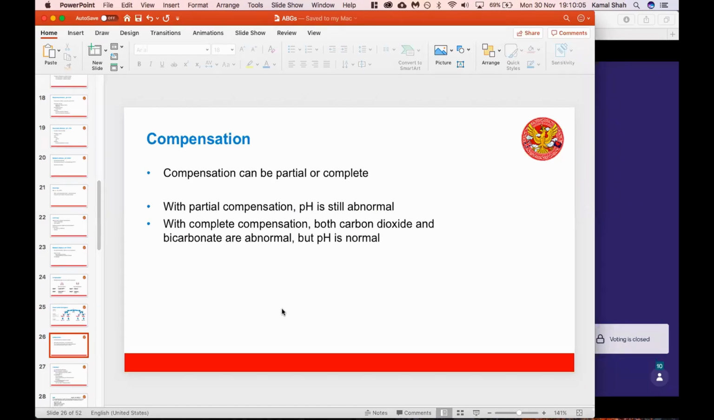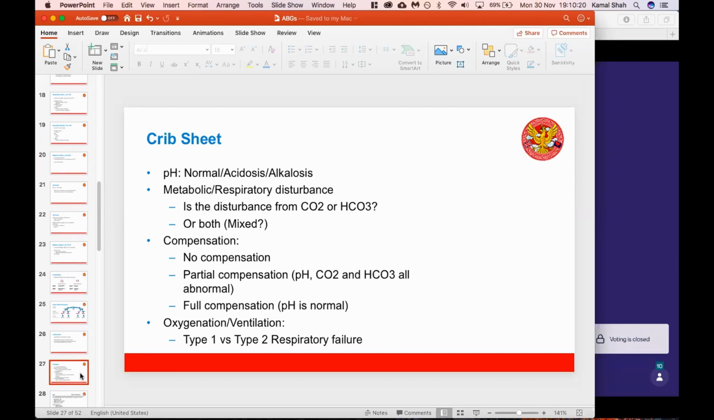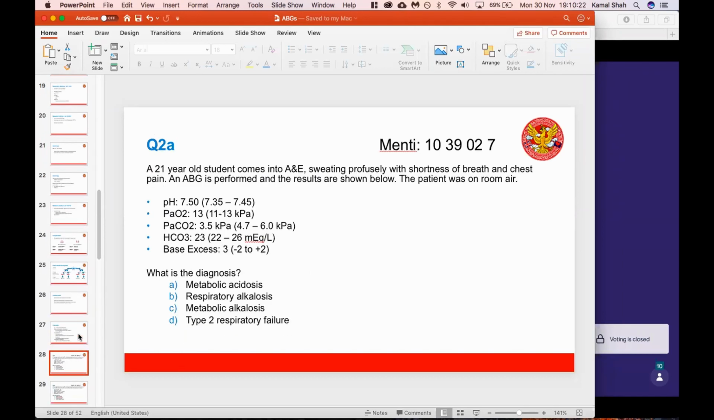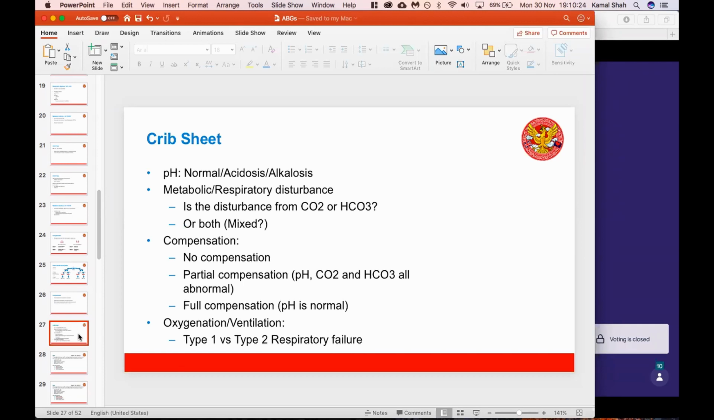Whereas if there's partial compensation, the body has tried to compensate for this abnormality, but hasn't been able to fully rectify it. So therefore the pH will still be abnormal. Okay. So just to have a full recap of acid-base disturbances, and you can ask me any questions you've got.